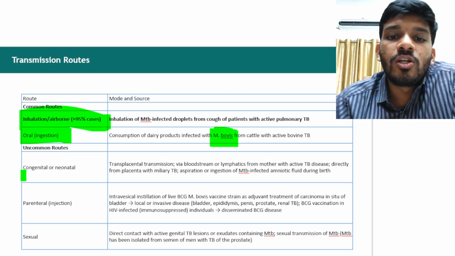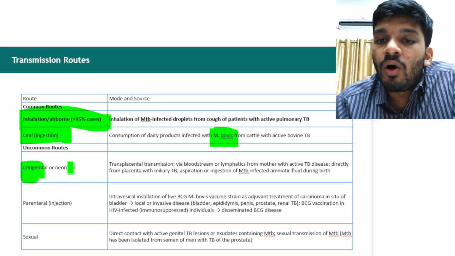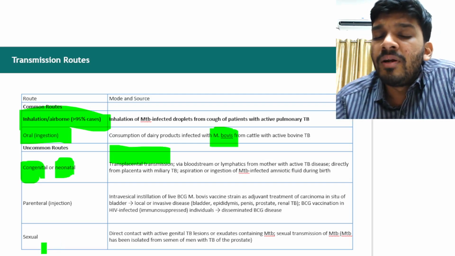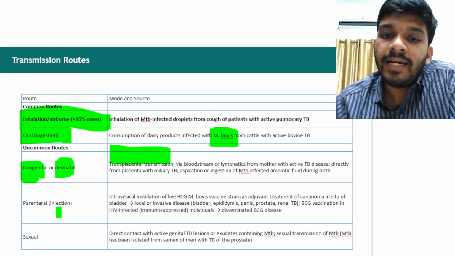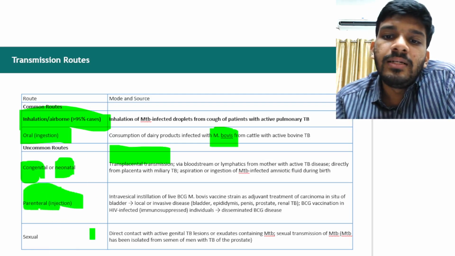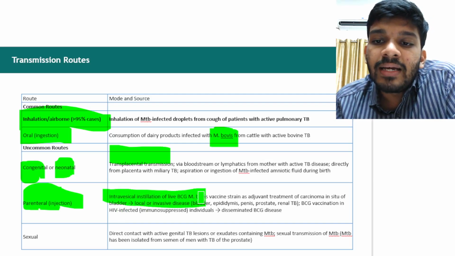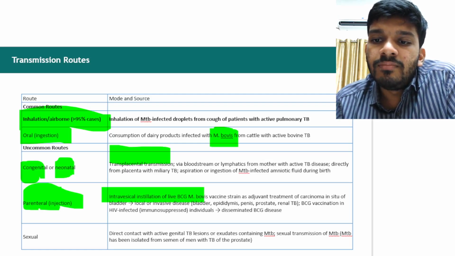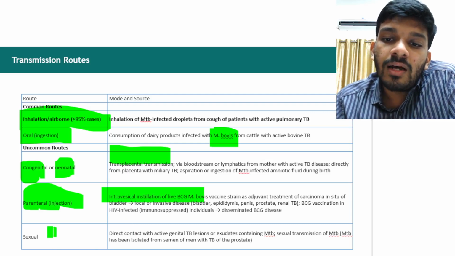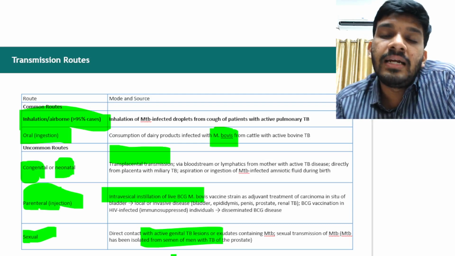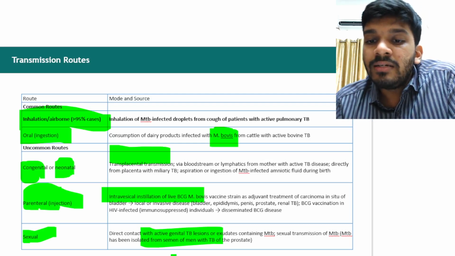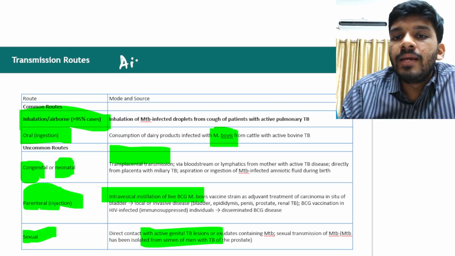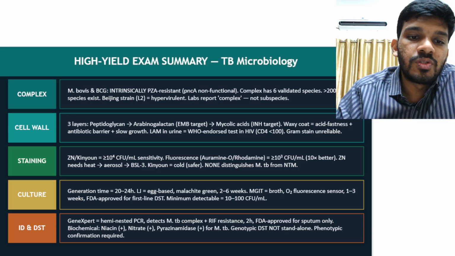Among uncommon routes, there are documented transmissions in a congenital or neonatal fashion, which are transplacental, but these are relatively rare. This is more common when it is miliary tuberculosis in a mother, right? Injectable: it has been described that intravesical, that is in the bladder, if you inject live BCG vaccine, it can cause BCG disease, right? Sexual transmission: direct contact with active genital TB lesions. I don't know why somebody would do that, but this has also been described. But the main transmission, if somebody asks you, is airborne transmission for tuberculosis, right?